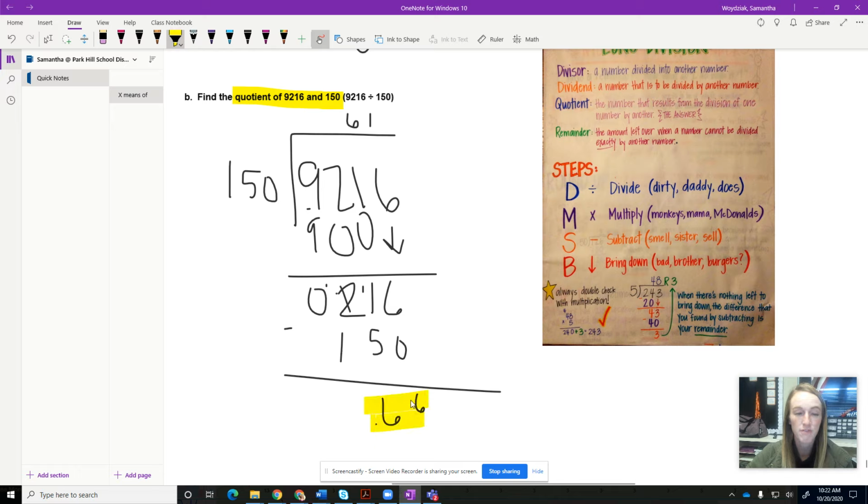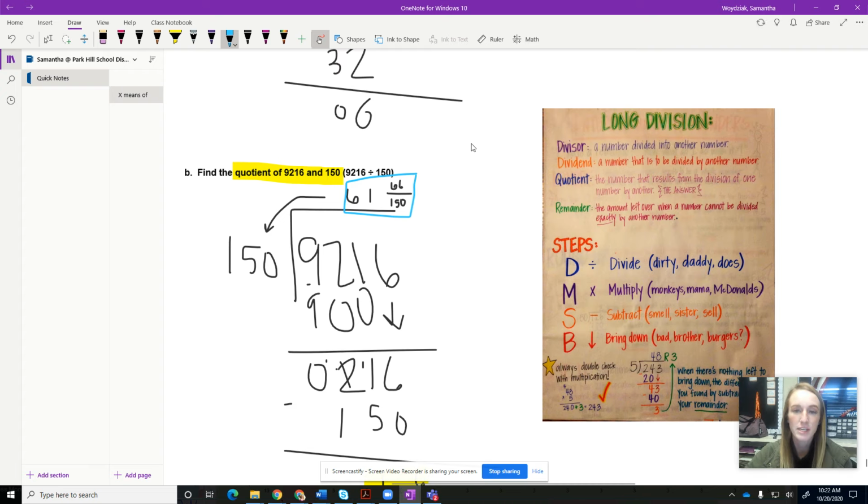And from teaching 4th and 5th grade, I know that we used to write it as 61 remainder 66. But now that we're in 6th grade, we actually write our remainder as a fraction. So we take our remainder, which is 66, and we put that over our divisor, which is 150. So our final answer is right here. Our quotient would be 61 and 66 150ths. You guys are going to continue working on these, do your try it problems, and make sure you have these steps written down somewhere.